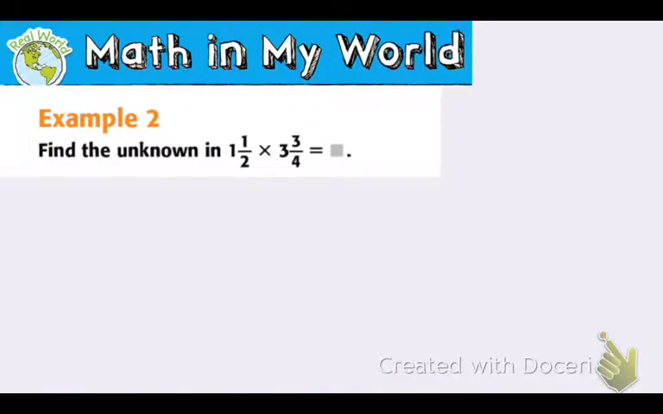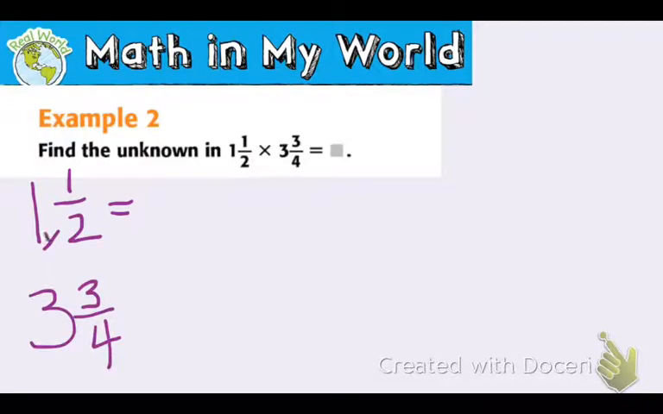Math in my world, example 2. Find the unknown. So I got to solve this, and I'm going to start with step 1, changing 1 1/2 into an improper fraction. Well, I know I'm going to have to multiply 2 times 1 plus the 1. So that's 3/2. Same thing with the other mixed number.